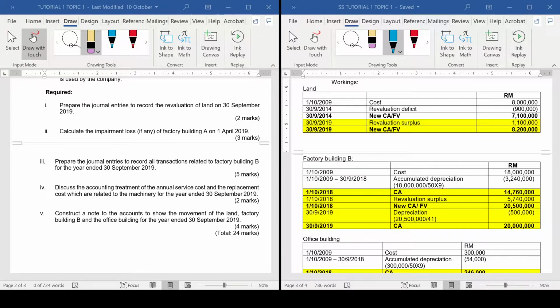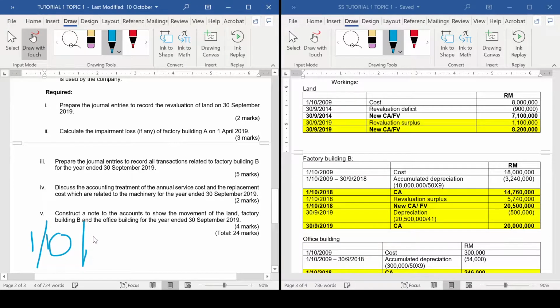Right, so we are going to show all the movement of asset during the year. In this case we are required to prepare for year ended 30th September 2019, meaning that we have to identify the accounting period. So it means that the starting date is on 1st October 2018, until 30th September 2019. All right, so these are the dates.